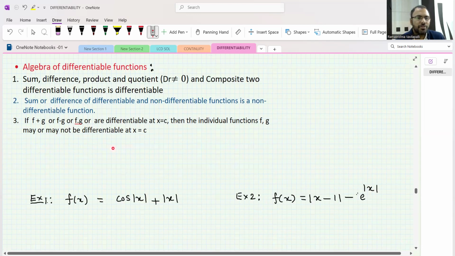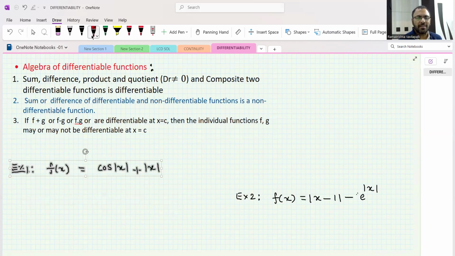For example, here is f of x, a function is given. We would like to test the differentiability of this function. See, this is a differentiable function. And this is non-differentiable at 0, at x equal to 0.